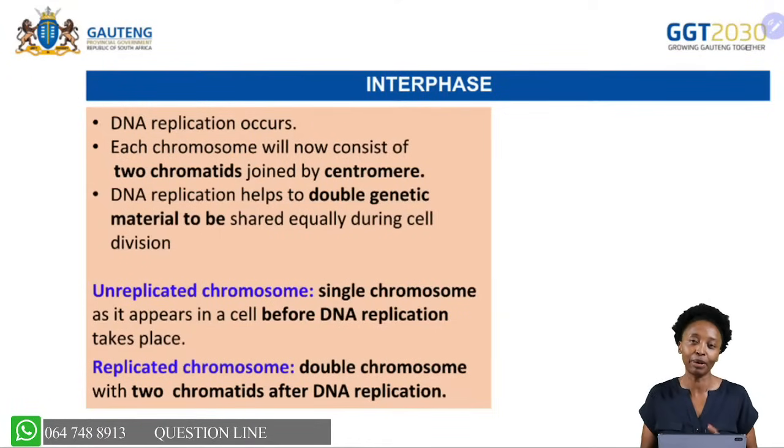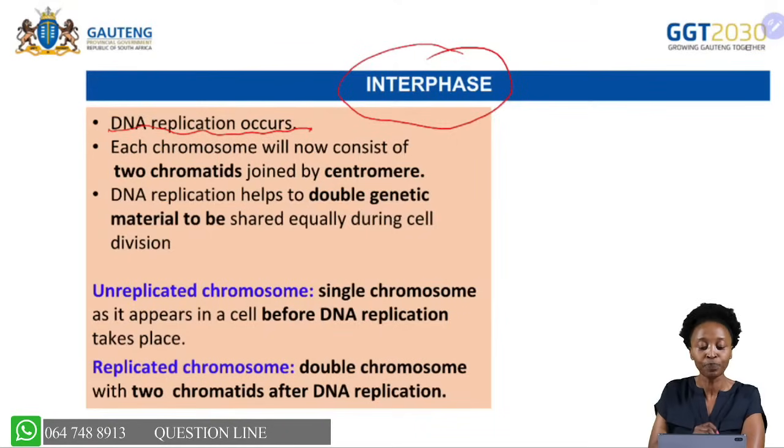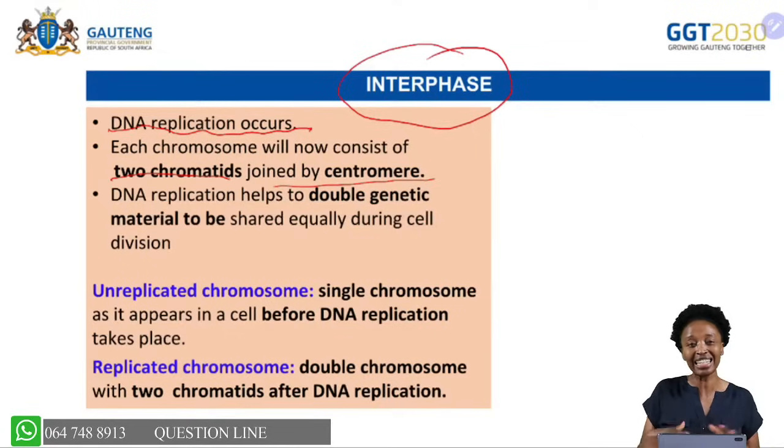We said it starts when the cell prepares itself for division. The first phase, or the preparation phase, is what we call interphase. This is where DNA replication takes place, just before meiosis can resume. And in this phase, chromosomes will now consist of two chromatids that are joined by a centromere.